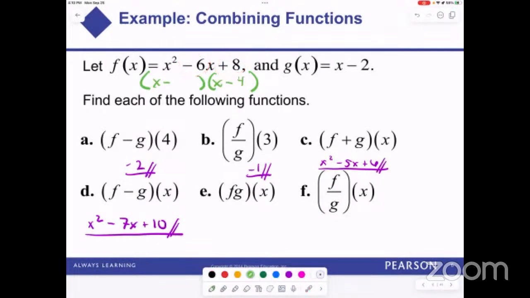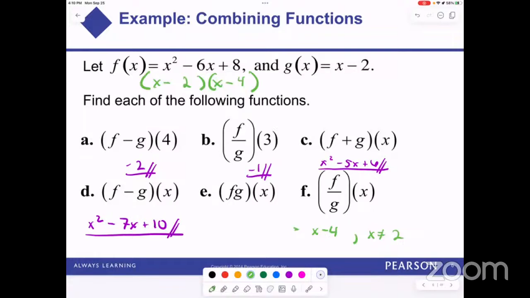So we were able to factor f of x into this form. So then if we said f of x divided by g of x, those x minus 2's are going to cancel. And we're just going to be left with the x minus 4. And because we had the x minus 2 in the original, we can't divide by 0. So then we have to throw out x equal to 2.